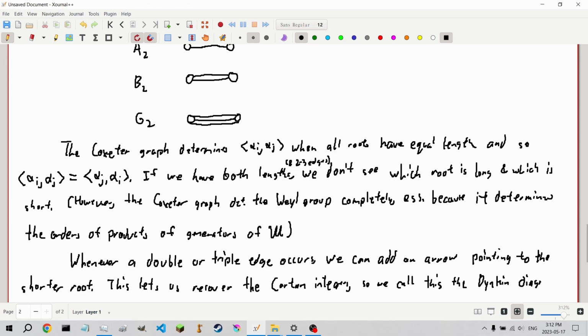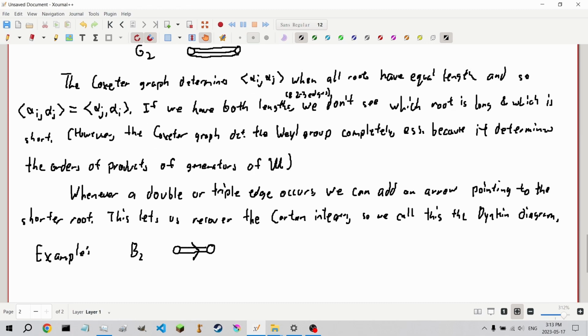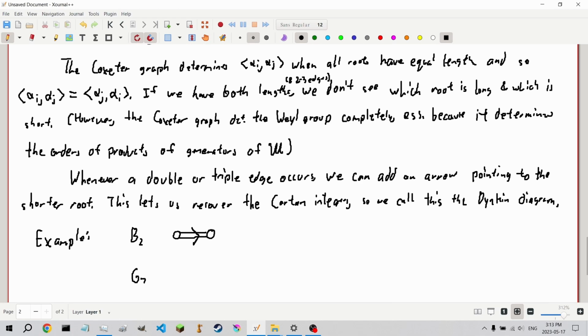If you look at the above diagram, we have B2 and G2 having multiple edges. So for B2, we have our two roots with a double link, and you just go, yeah, it's pointing that way. For G2, we have our two roots with a triple link, and we just go, yeah, this one's the short root on the left in this case.